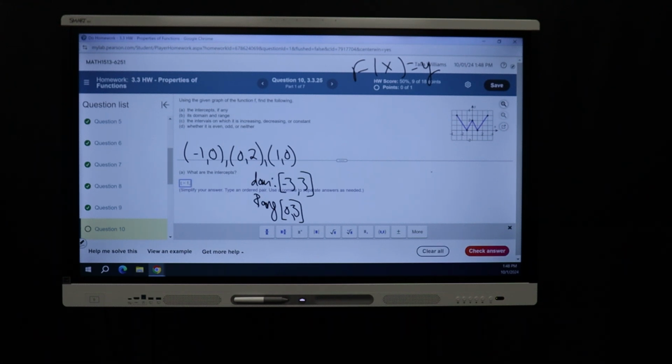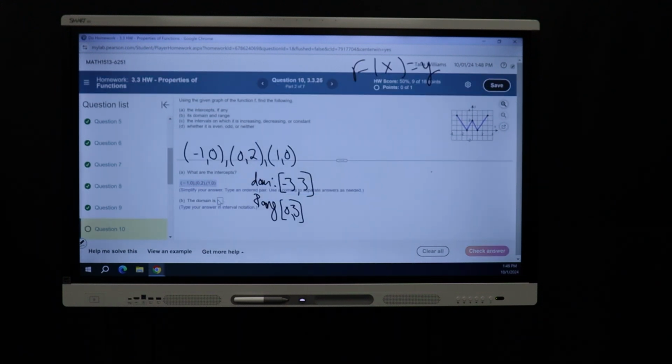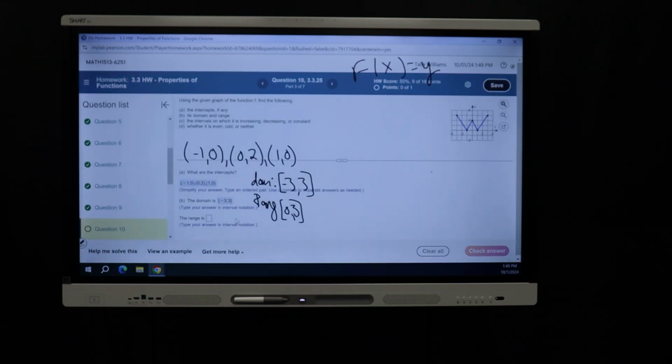So we have -1, 0, 0, 2, and 1, 0, commas, parentheses. Our domain is -3 to +3 with brackets. Our range is 0 to 3 with brackets.